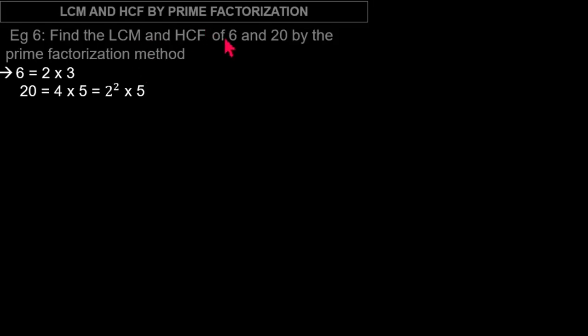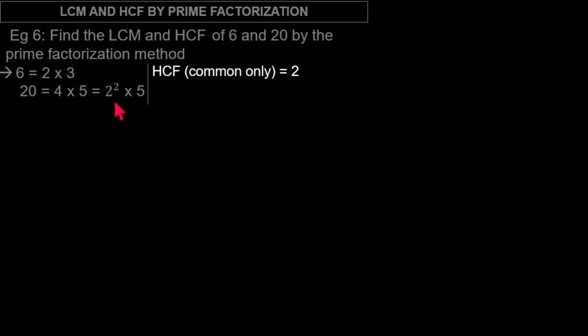Okay. So we know first we have to represent 6 and 20 in their prime factors. So 6 can be represented as 2 into 3, and 20, if you divide it by 4, you get 4 into 5, and 4 can be represented in prime factors as 2 square. Okay. So how do we find HCF? We take what is common in these two, from 2 into 3 and 2 square into 5. So what is common, we take that as the highest common factor, and in this case it is 2.